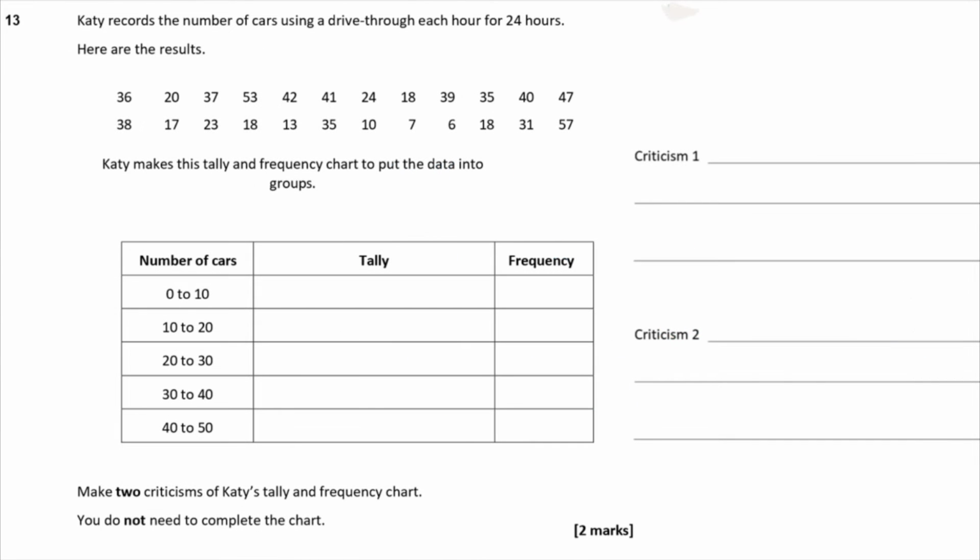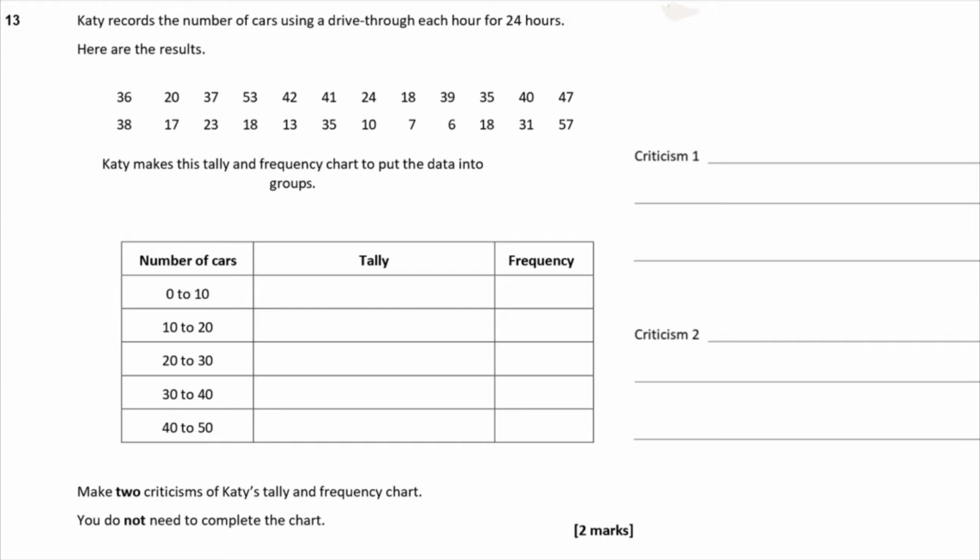Question 13. Katie records the number of cars using a drive-through each hour for 24 hours. And here are the results. Katie makes this tally and frequency chart to put the data into groups. So I've got 0 to 10, 10 to 20, 20 to 30, 30 to 40, 40 to 50. I've got my place to put my tally marks, and then a place to work out the frequency. Make 2 criticisms of Katie's tally and frequency chart. You do not need to complete the chart, so don't sit there and fill it out because that would be long, and you don't want to be doing that.